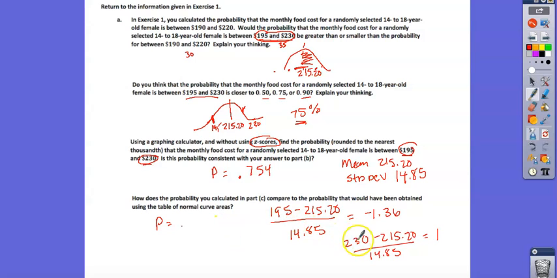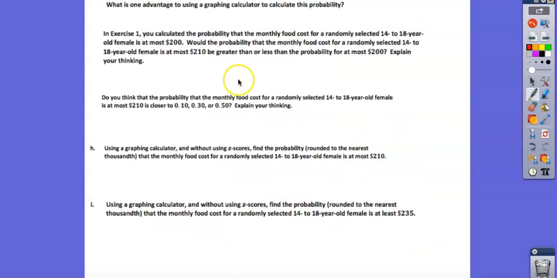So when I want to look at the table, I look at the probability for a z-score of 1, which is 0.8413, subtract the z-score of negative 1.36, which is 0.0853, and I end up with 0.756. Okay, so it's still very, very close. We got 75%, 0.754, and 0.75. I hope that little skip there still went okay.